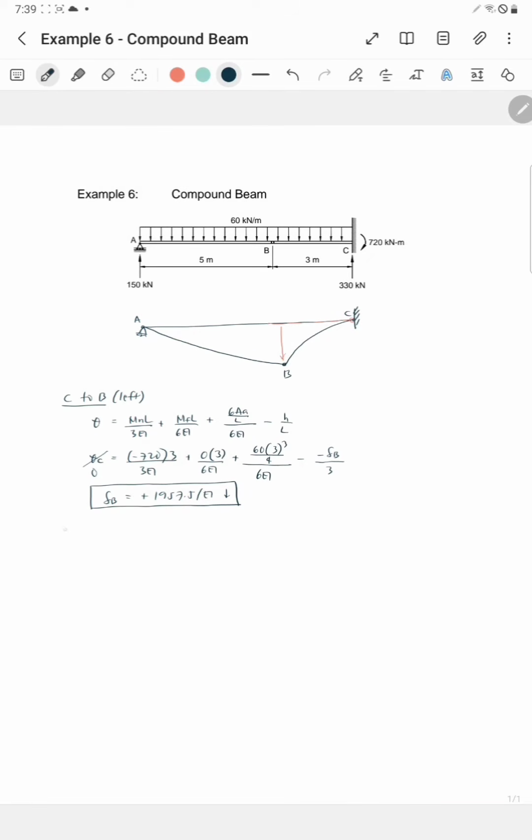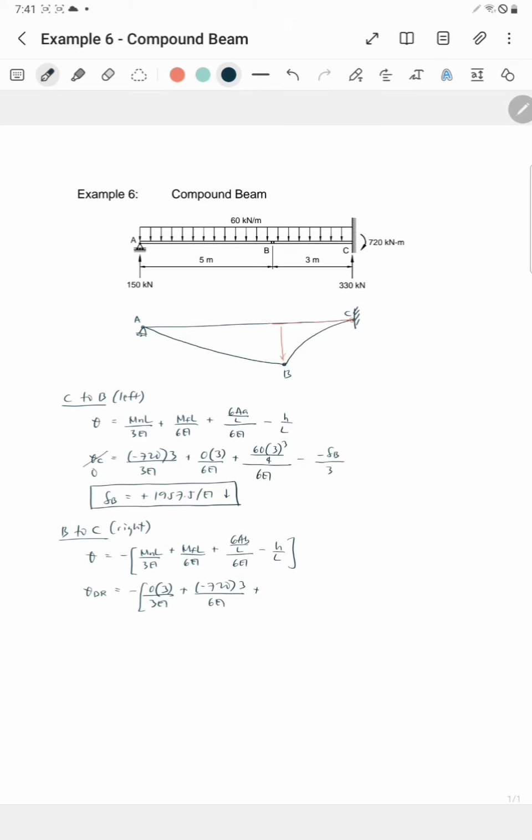Next, consider the direction B to C, so right. This is the formula for theta right. So theta B right is equal to negative moment near, the moment at B, 0, the length is the distance from B to C, 3, over 3EI, plus moment far, the moment at C, downward, so negative 720, the length is 3 over 6EI.